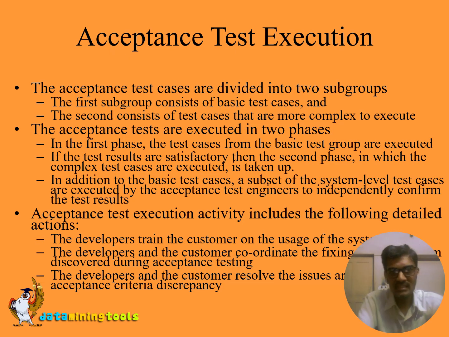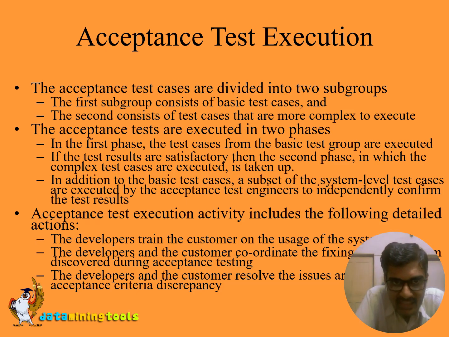Next, acceptance test execution. The acceptance test cases are divided into two subgroups. First is the basic test cases and second is the complex test cases. Basic test cases can be done with manual testing. Complex test cases need scripts and a larger number of human resources. For example, when you're doing load testing, you need to see whether the application is able to handle a larger number of people coming in.